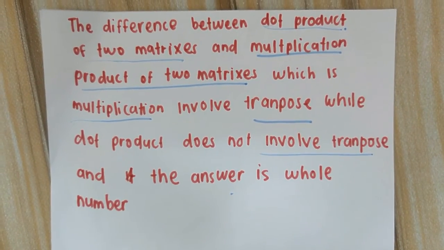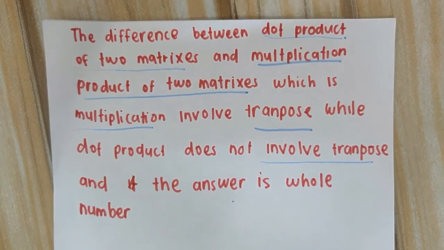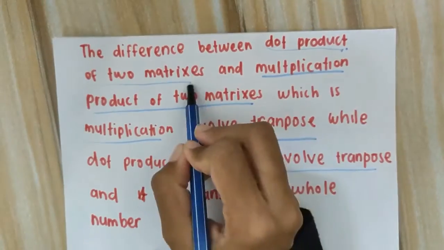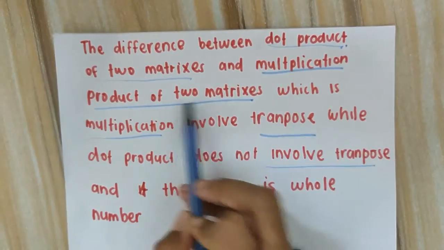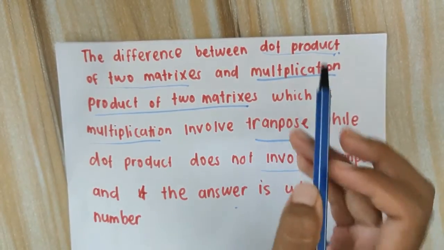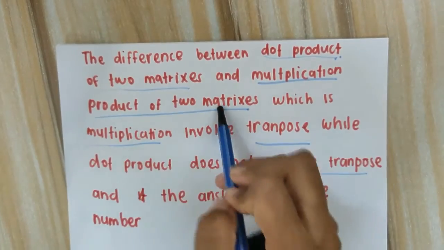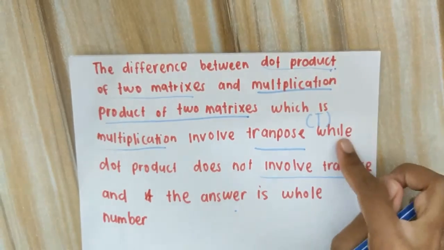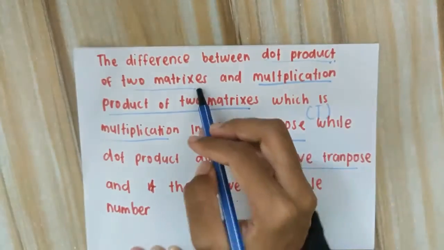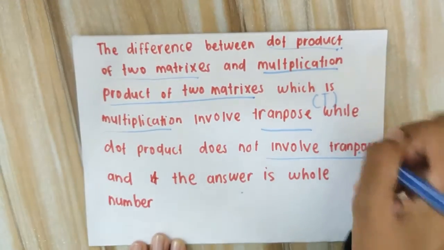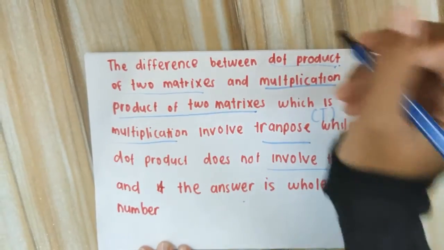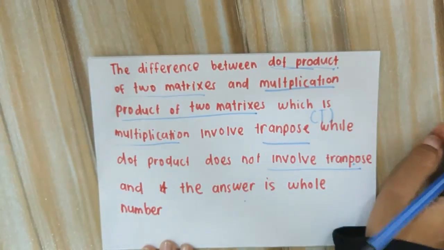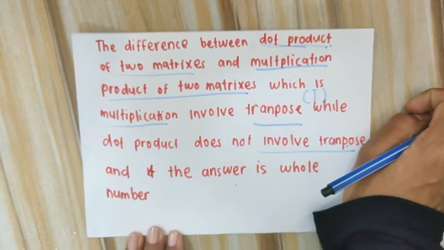Before I end my video, I will tell you the difference between dot product of two matrices and multiplication product of two matrices. The difference is that for multiplication product of two matrices, we involve transpose with the symbol T, while for the dot product of two matrices, we do not involve transpose. And for information, the answer of the dot product of the matrices will be a whole number.